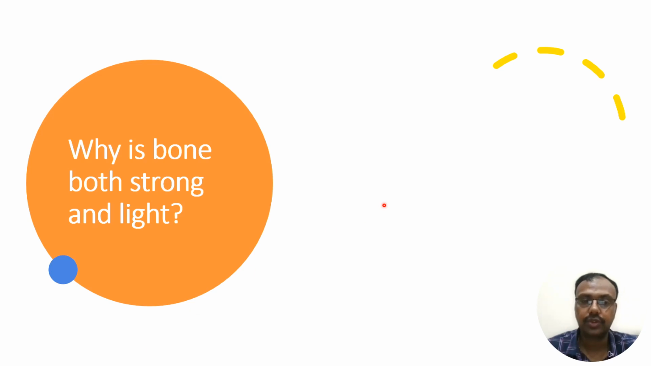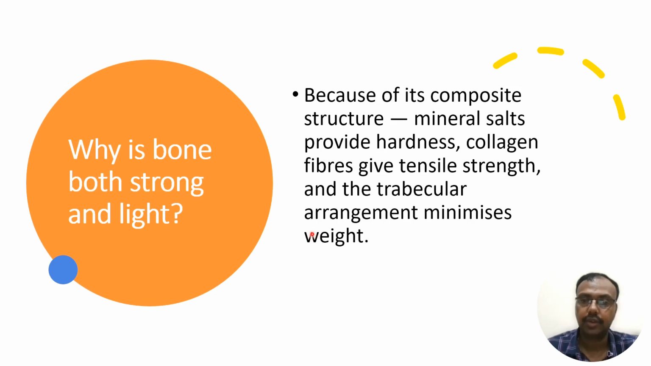Why are bones both strong and light? Because of its composite structure, that is mineral salts providing hardness, collagen fibers giving tensile strength, and trabecular arrangement that minimizes the weight.